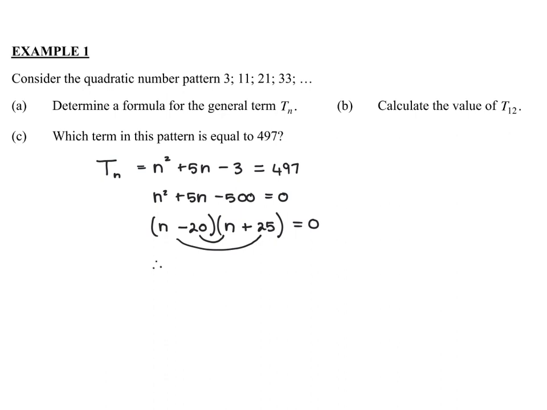Therefore, n is equal to 20, or n is equal to minus 25. But this is not applicable because n must be a positive value, and it cannot be a decimal, so it's a whole number, it's an integer. So in this case, term 20 is equal to 497.